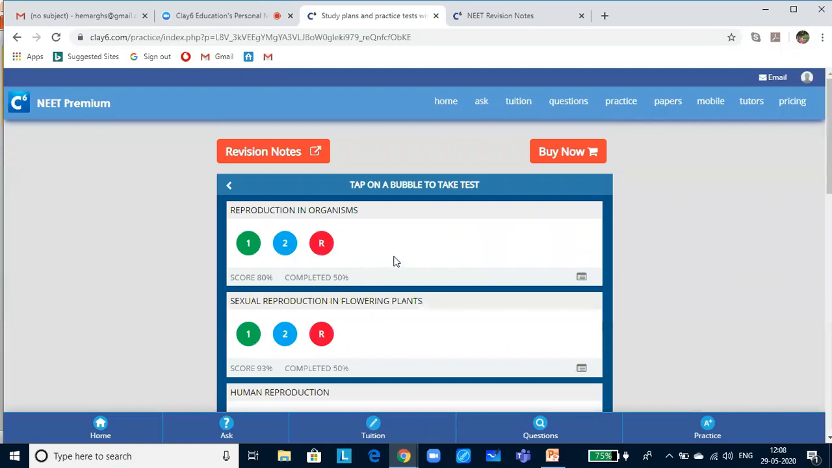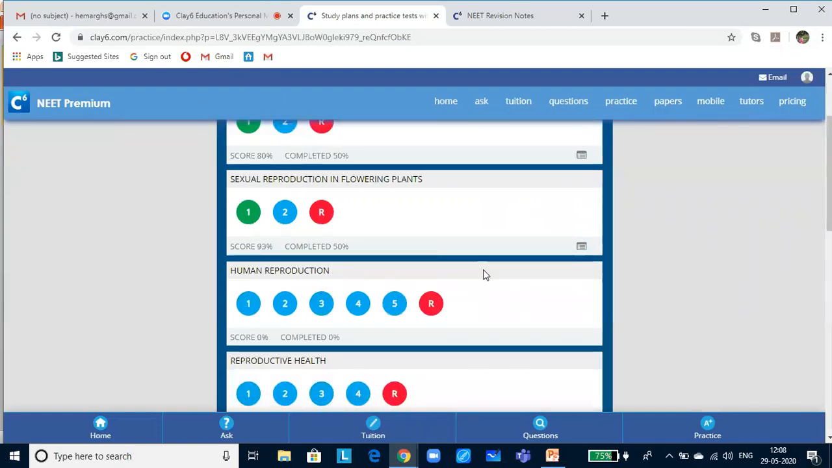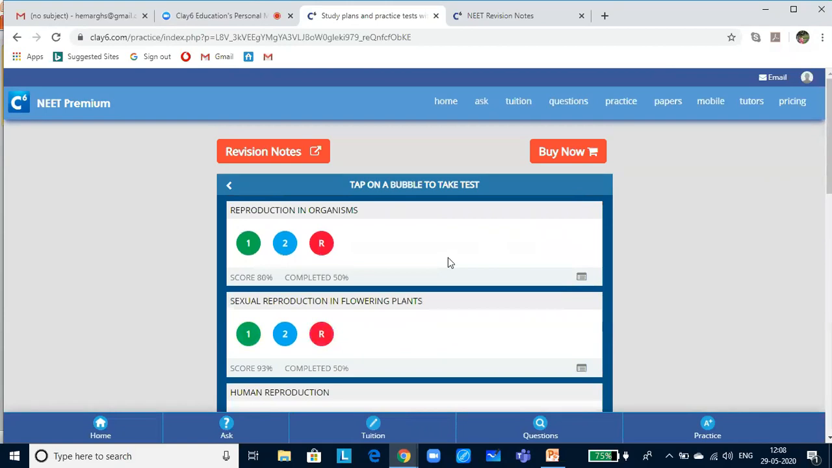So reproduction: here you find a lot of tests which are in different colored bubbles. Each bubble is a test. Now the green bubble shows that the test has been completed. And you can take the test any number of times if you want, either for revision or to improve your score after learning the concepts thoroughly.